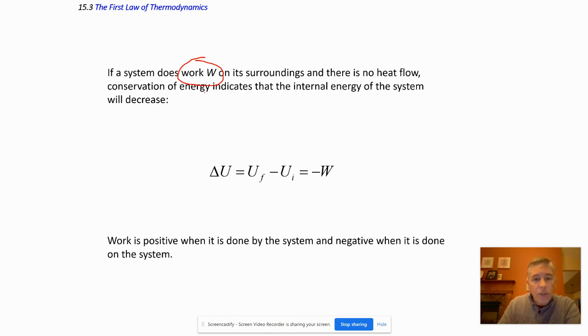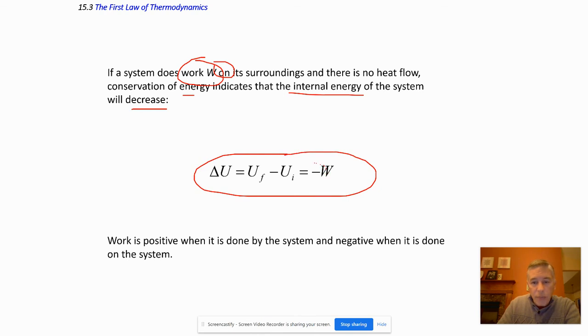Again, conservation of energy indicates that the internal energy of a system will decrease if work is being done on the surroundings or on the environment. So we write that as delta U equal to negative W, because we're decreasing the energy, so we're working on our environment. Work is positive when it's done by the system and negative when it's done on the system. So we want to keep that in mind.